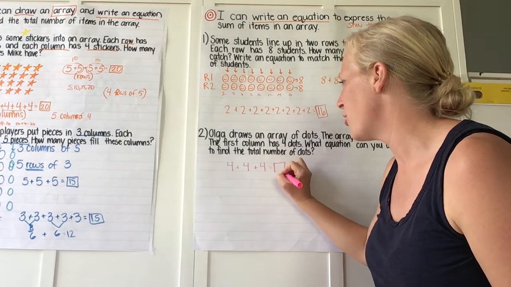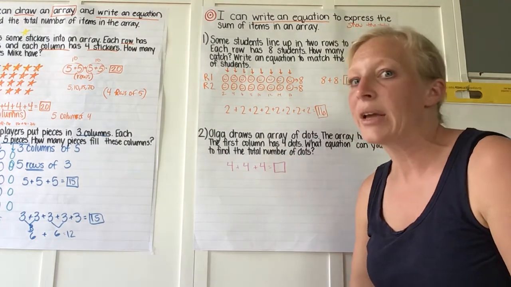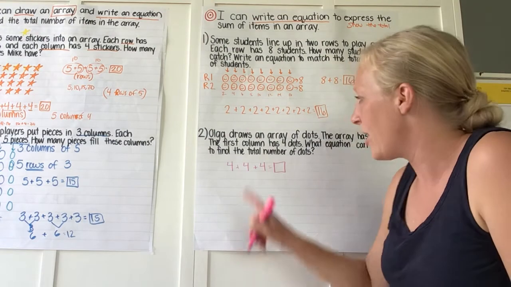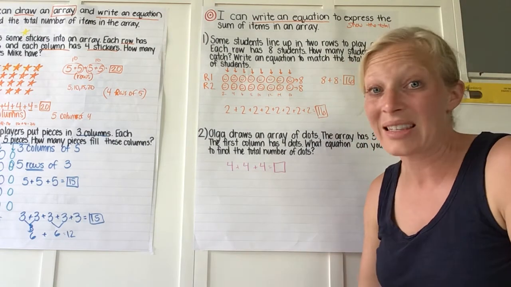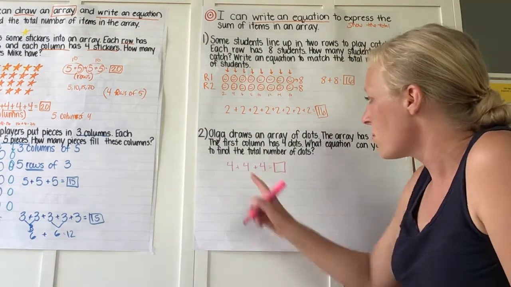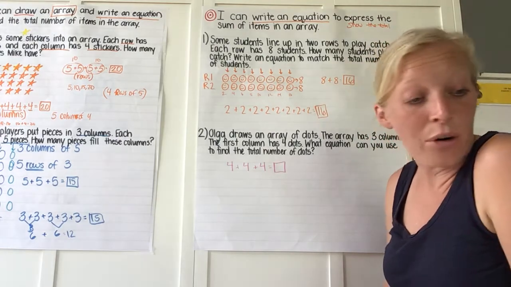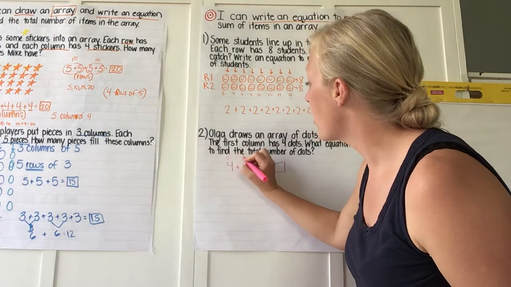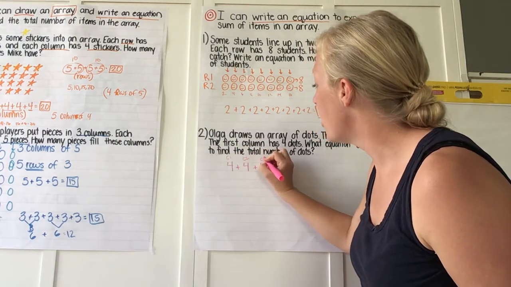And I said, well, how do you know there's going to be 4 in each? Because an array has equal groups, equal columns, right? 4 and 4 and 4. They all have to have the same number, right? So this represents our columns, right? There's column 1, column 2, and column 3.